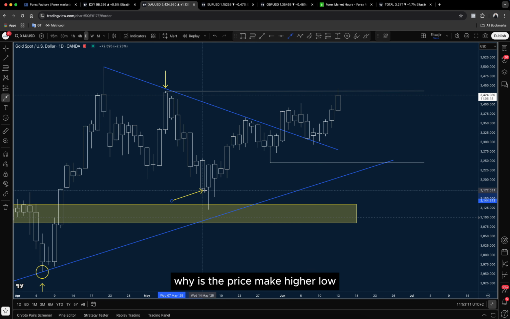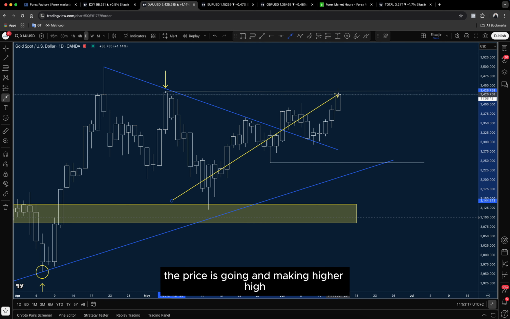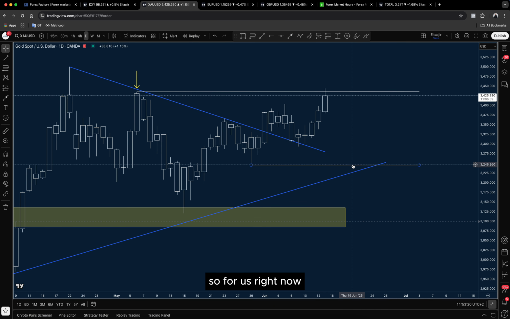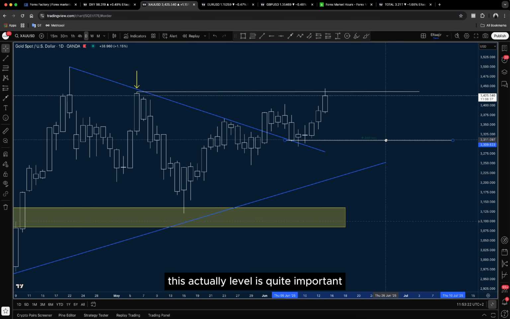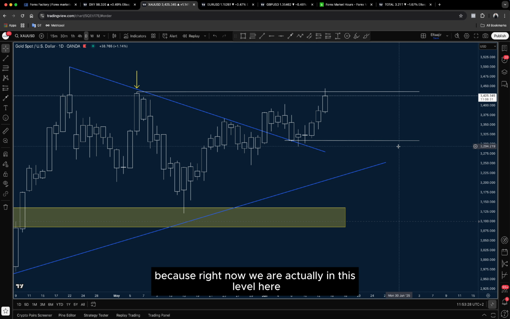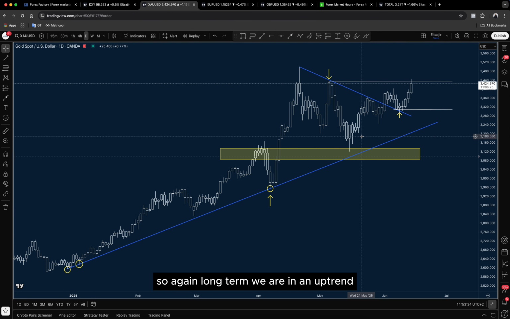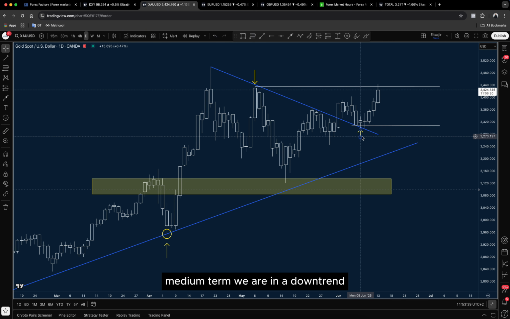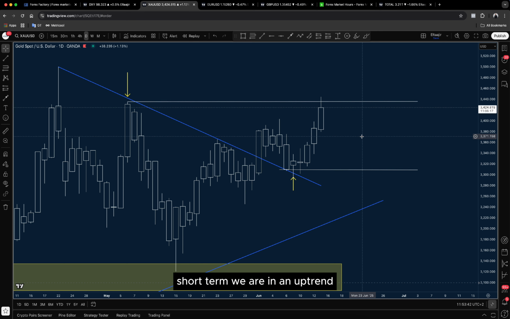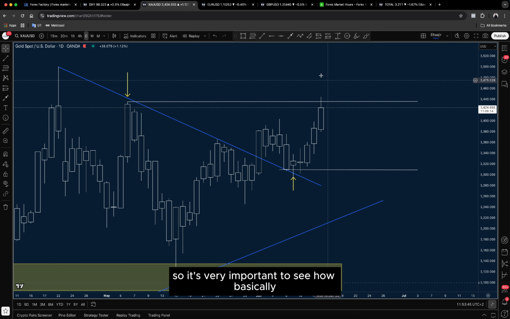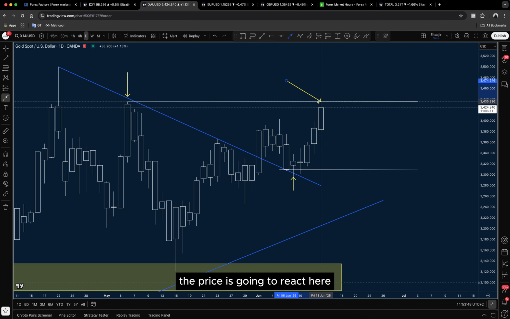Why? Because the price makes higher low, higher high, higher low, higher high, higher low, and keeps making higher highs. So for us right now, this level is quite important, because right now we are actually at this level here. So again, long term, we are in an uptrend. Medium term, we are in a downtrend. Short term, we are in an uptrend. So it's very important to see how the price is going to react here. This is very important.